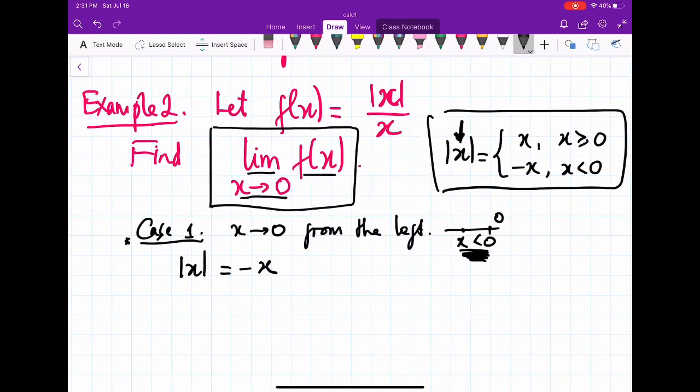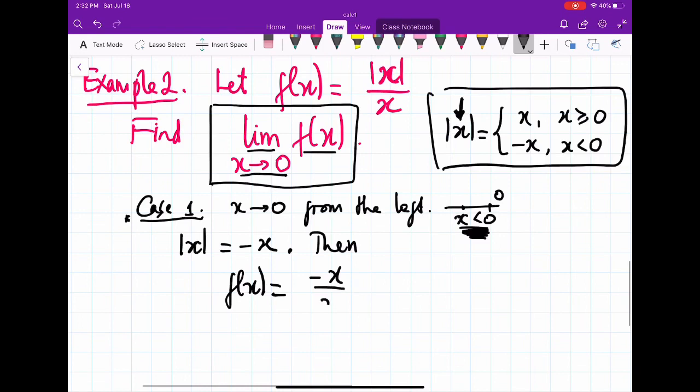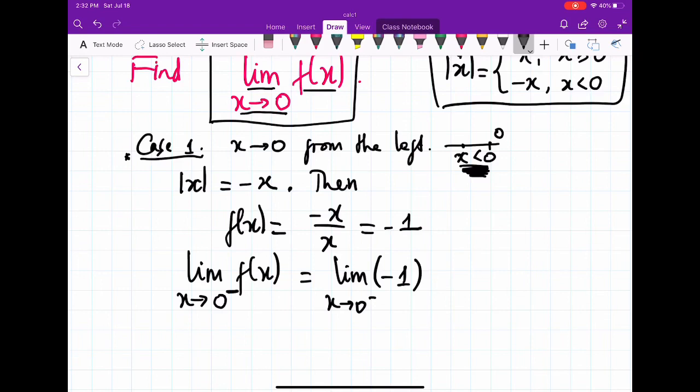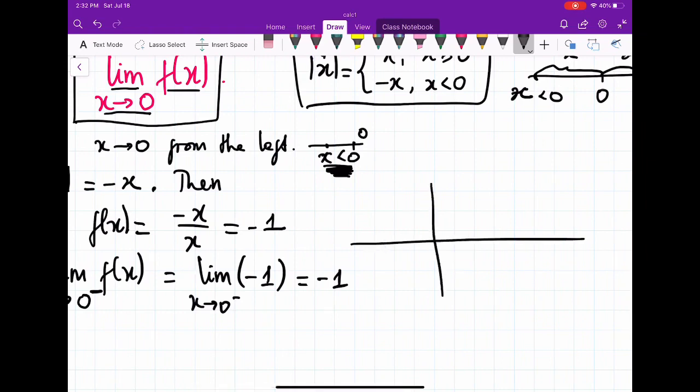All right, when x approaches 0 from the left, x less than 0, the absolute value is equal to negative x. In that case, we have the function f of x equal to negative x over x, which is negative 1, because the absolute value is already equal to negative x. And then, of course, the limit of f of x when x approaches 0 from the left, that means from 0 with the negative, equals the limit of a constant negative 1 when x approaches 0 from the left. Of course, that is negative 1. You don't change anything. If the function is negative 1 all the time, you just have that. Make sense? Just negative 1.